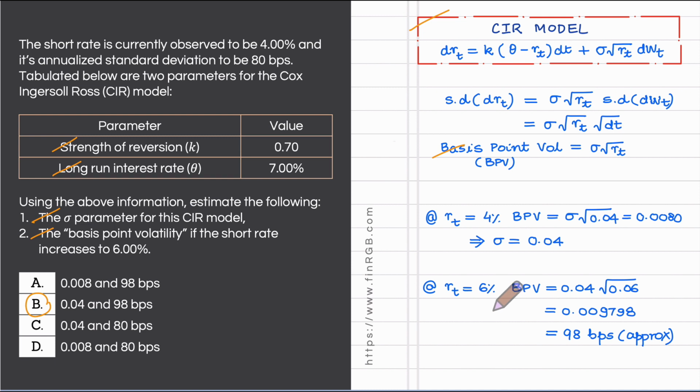Okay, so this video was about understanding the basis point volatility and how it depends on the level of the short rate in the CIR model.